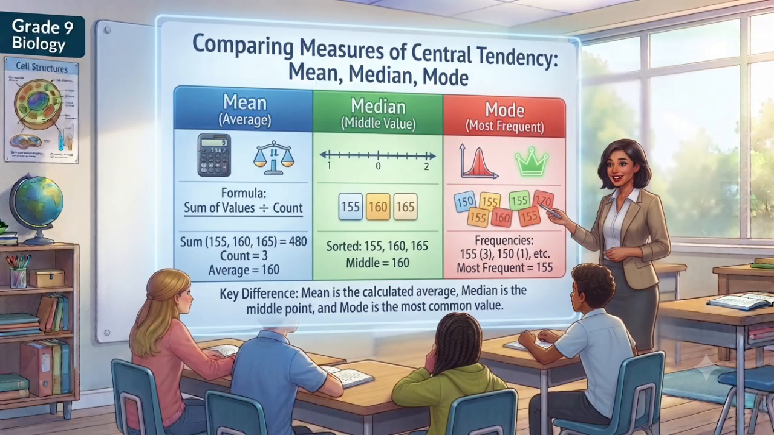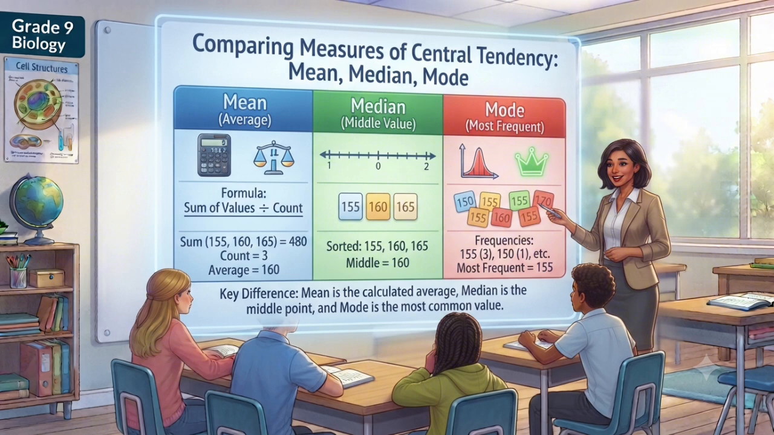Difference between mean, median, and mode. Let's quickly compare these three measures. Mean is the average of all values. Median is the middle value after arranging the data. Mode is the value that appears most frequently. Each measure is useful in different situations.